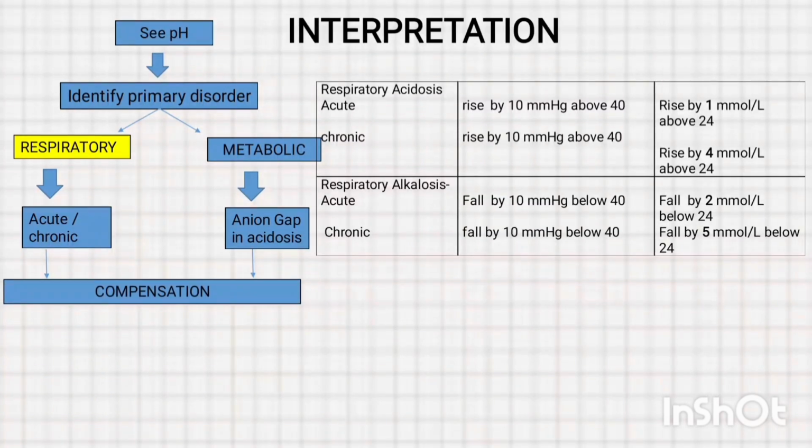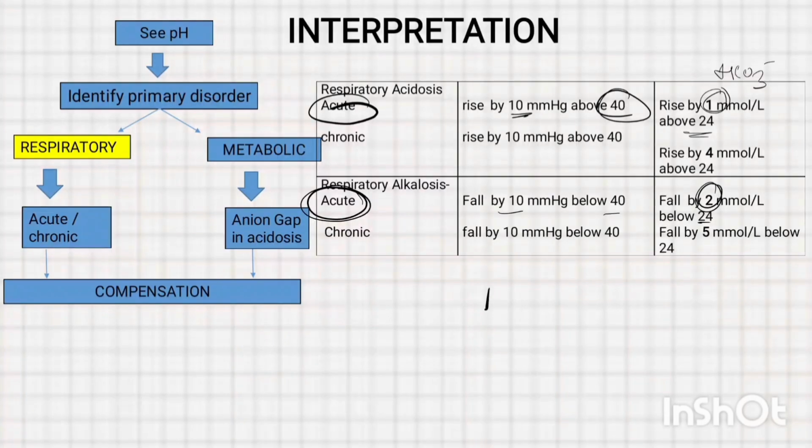Respiratory acidosis and respiratory alkalosis, right? So we see in acute cases, for every rise in 10 mmHg above 40, there will be rise by 1 millimole above 24 of bicarbonate, right? In case of acute acidosis. In case of acute alkalosis, the same thing, 2 millimoles will be below 24.